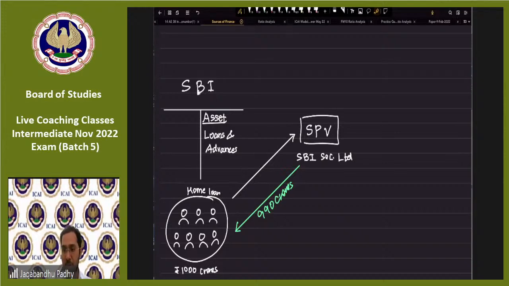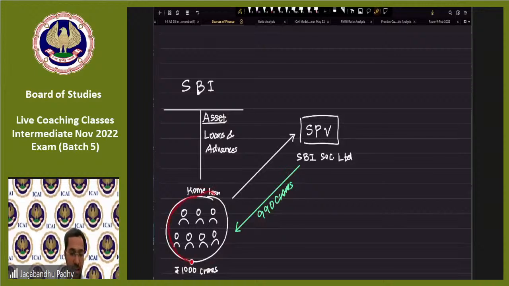They mean to say it's better that SBI should keep the loan and collect the money on its own. So there is a loss of 10 crores. Okay, loss of 10 crores, fine. But understand, guys, if SBI is going to keep this with itself, what will happen? It is undertaking the entire risk now.